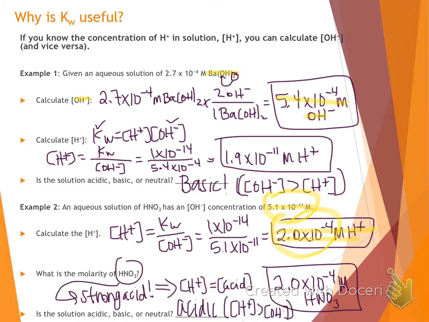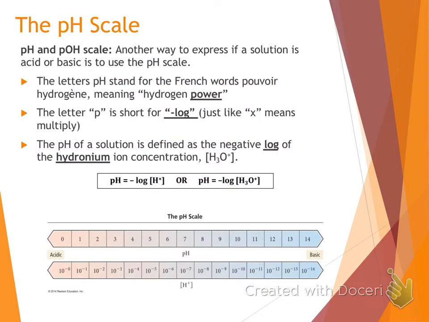So moving on, let's look at the pH scale and the pOH scale. Both of these are another way to express if a solution is acidic or basic. The letters pH stand for French words that I'm not even going to try to pronounce, but they translate to the hydrogen power. The P in that is kind of like a multiplication sign. Like an X always means we're going to multiply, that P means we're going to take the negative log.